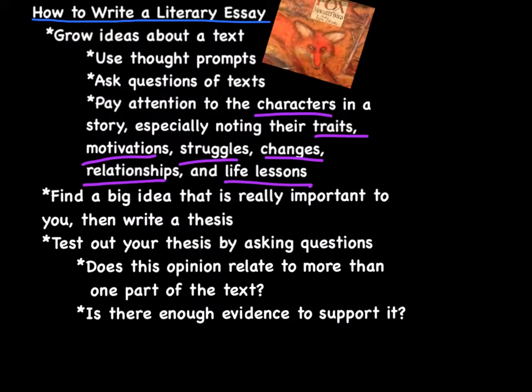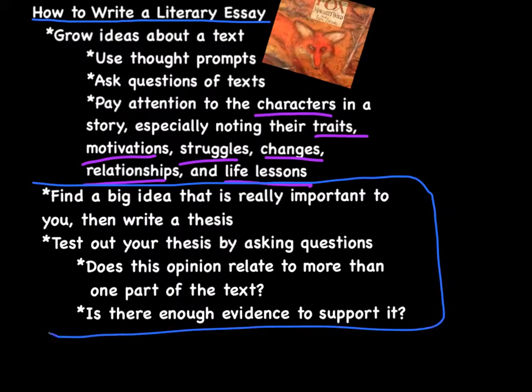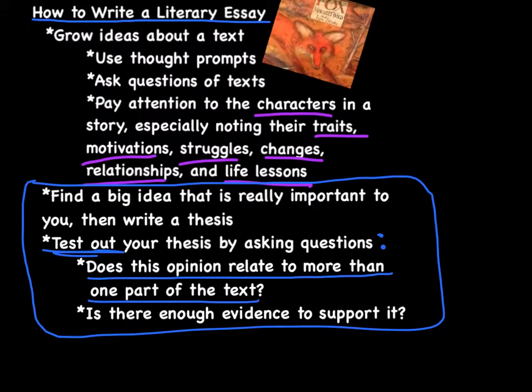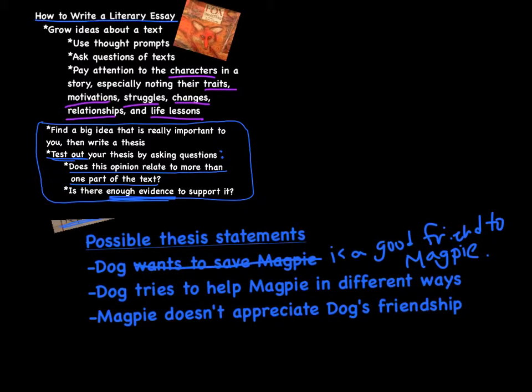So let's now take a look back at our list of things that we know about how to write a literary essay. I did add a couple of new things down here. So right here, we need to find a big idea that is really important to you and then write a thesis. And we need to test it out by asking these questions. Does this opinion relate to more than one part of the text? And is there enough evidence to support it? So here again, I have my revised thesis here. Dog is a good friend to Magpie.